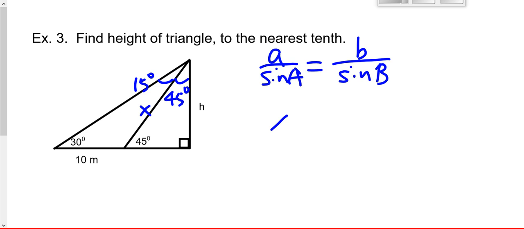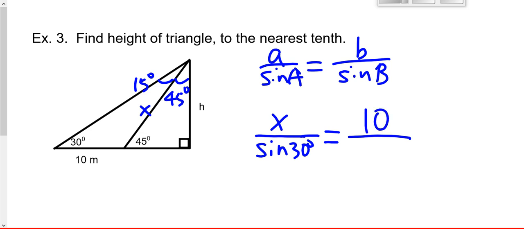So A, and the angle opposite to this, or the matching angle, is 30 degrees. So sine 30 degrees equals the length of the other side given to you, this one here, 10 meters. Let's just write down 10. We can put the unit in after. And then the angle opposite to that is 15 degrees. So sine 15 degrees.